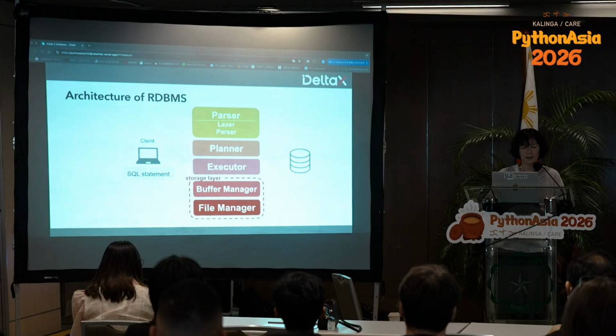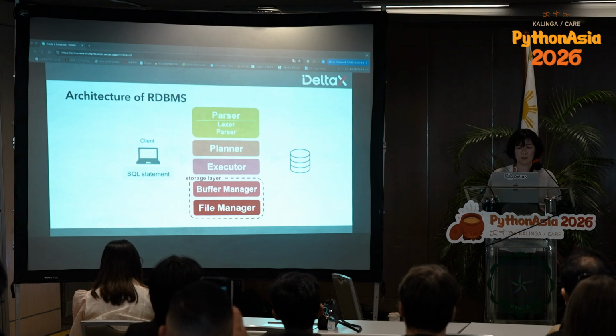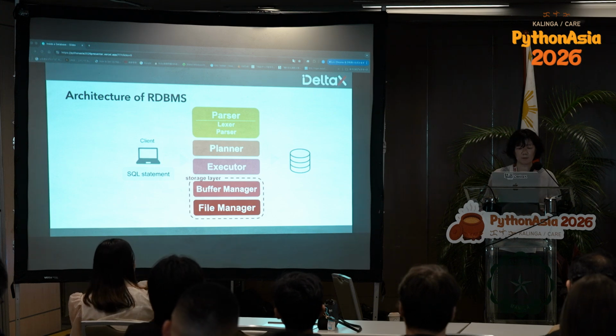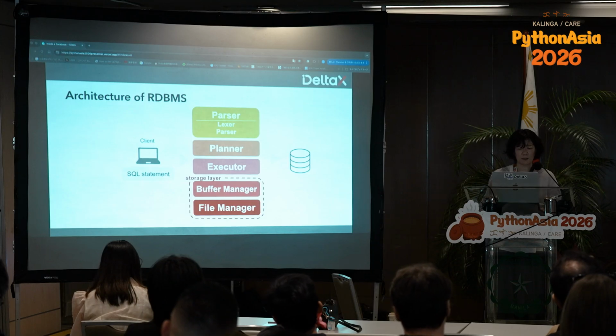This is the architecture of an RDBMS. When a database receives an SQL statement from a client, the parser analyzes it first. The parser has two parts, the lexer and the parser. The lexer splits SQL into tokens. The parser understands the meaning from those tokens. Then, the planner creates an execution plan. The executor runs that plan, interacting with the storage layer. In the storage layer, the buffer manager handles memory, and the file manager reads and writes to disk.